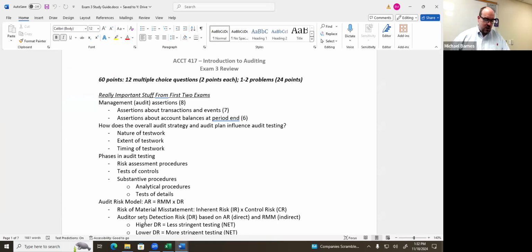12 multiple choice questions, 2 problems. Here's the breakdown of the multiple choice questions. We'll have 1 question on the code of professional conduct. If you remember, that was the chapter we went over in the last exam review. We will have 2 each from the chapter lectures that we covered. So that's 2 questions from chapter 10, 2 from chapter 11, 2 from chapter 12, 2 from chapter 13, 2 from the combined chapter 14 and 15, and 2 from chapter 16.